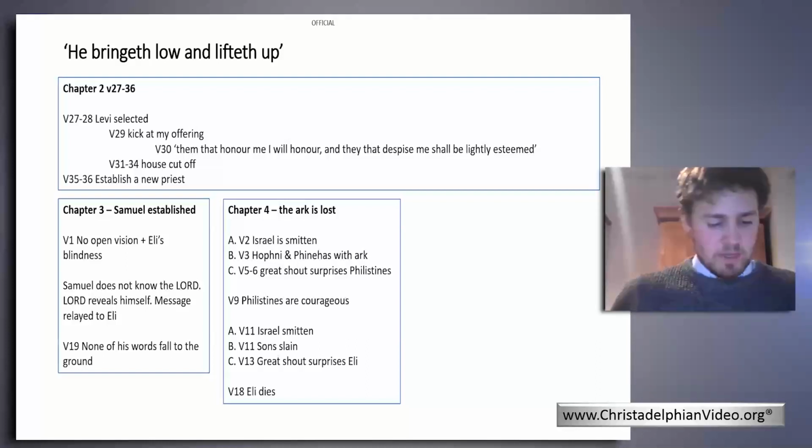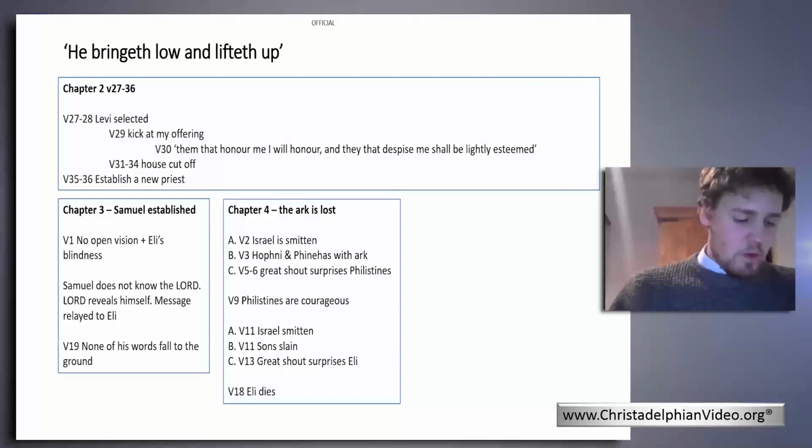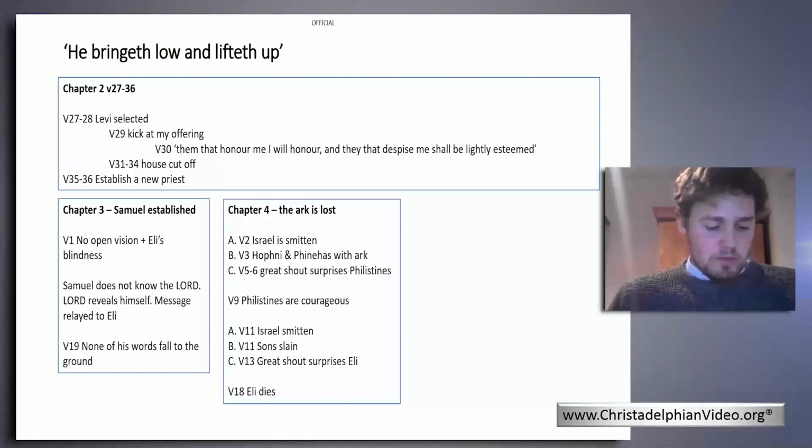And we're told at the beginning of chapter 3 that the word of Yahweh is precious in those days, but there is no open vision. So there is an absence of genuine prophets within Israel who can provide this direction. And this is contrasted then with the end of the chapter, where Samuel grows.